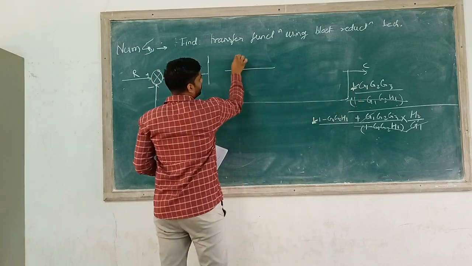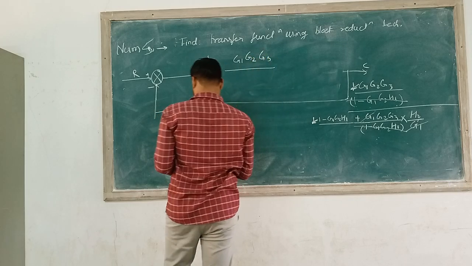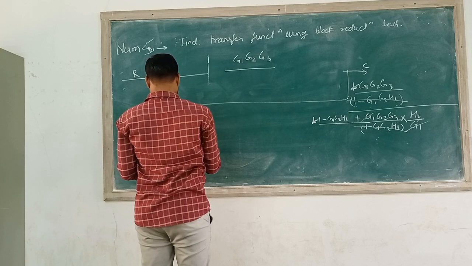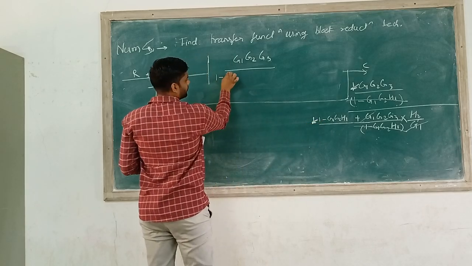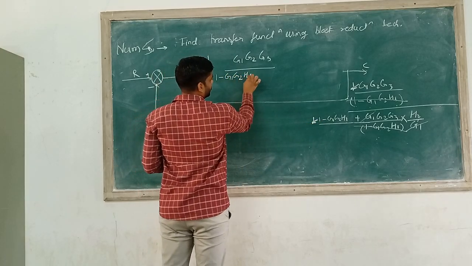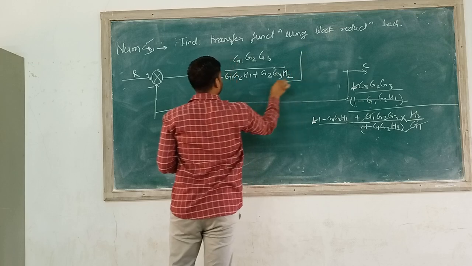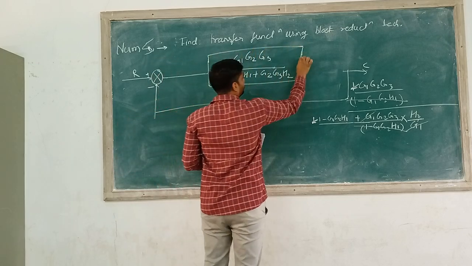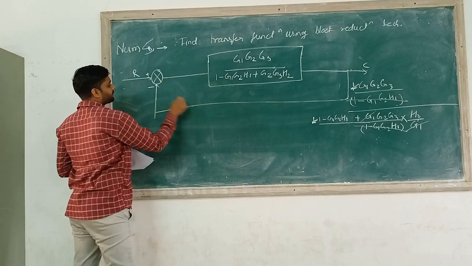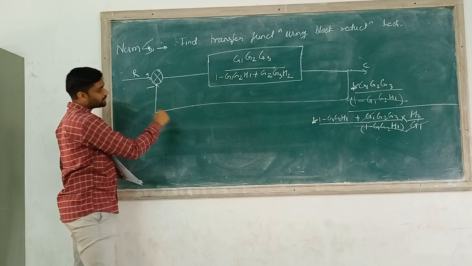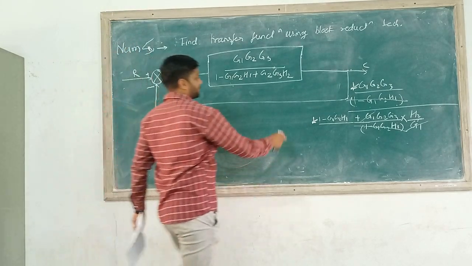This numerator term G1, G2, G3 upon 1 minus G1, G2, H1 plus G2, G3, H1. Now for this function we are having this negative unit feedback loop. So again we need to do some rough work and we need to reduce this term here.